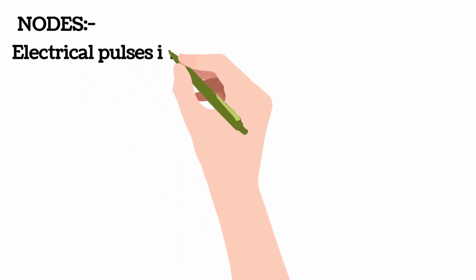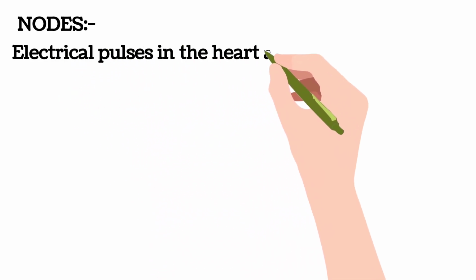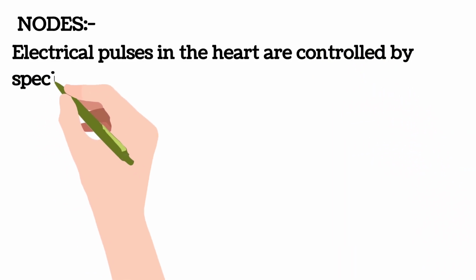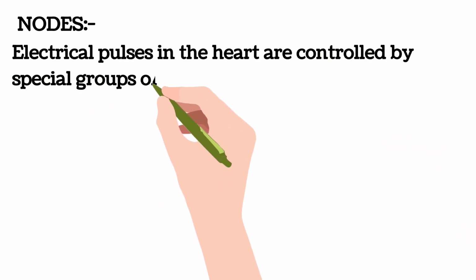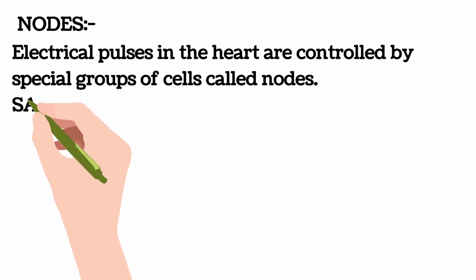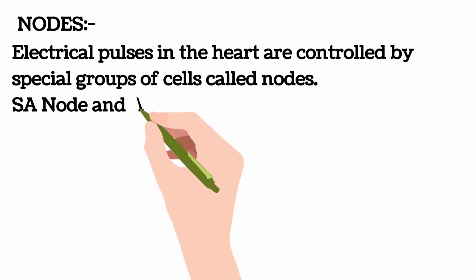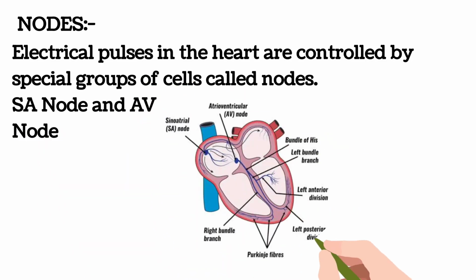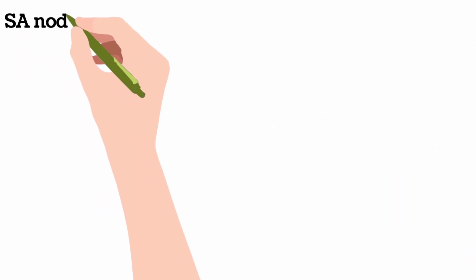Now we will discuss the nodes. Electrical impulses in the heart are controlled by a special group of cells called nodes. We have two types of nodes: the SA node and the AV node. The SA node is called the sinoatrial node and the AV node is called the atrioventricular node. We will discuss these one by one.